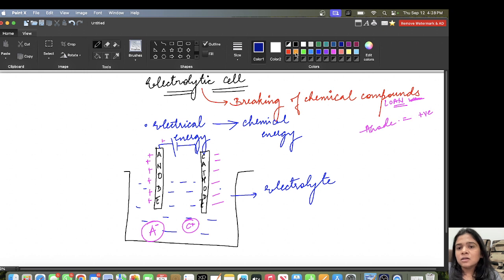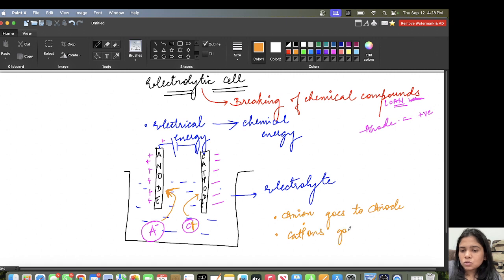Now what will happen? Opposites attract, right? So your cation, being positively charged, will go towards cathode, and anion, being negatively charged in the electrolyte, will go towards your anode. So anion goes to anode and cations go to cathode. The trick to remember this is A goes to A, anion goes to anode, C goes to C, cation goes to cathode.